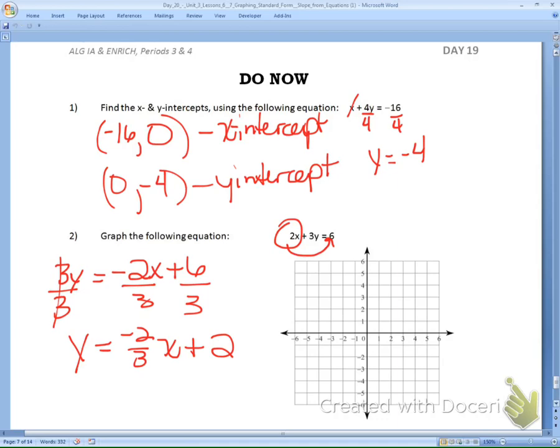This is now in slope-intercept form. And what does that mean? It means that in the equation we have the y-intercept and the slope. The y-intercept is where you begin when you graph. The y-intercept is the point where the line is going to intersect our y-axis. So we look on the y-axis. There is our y-intercept at positive 2.